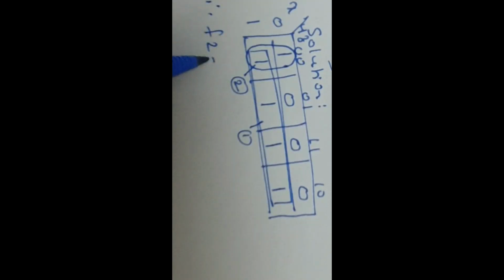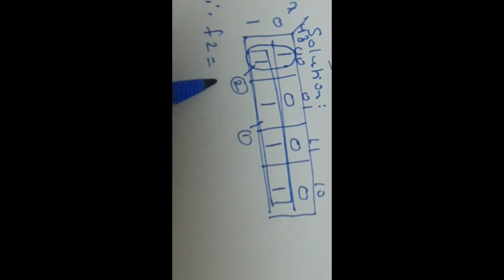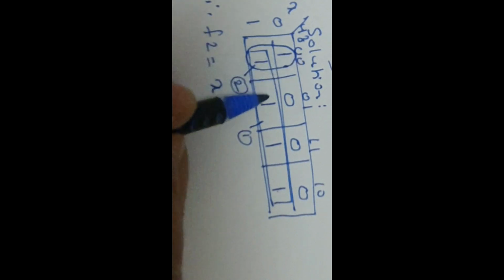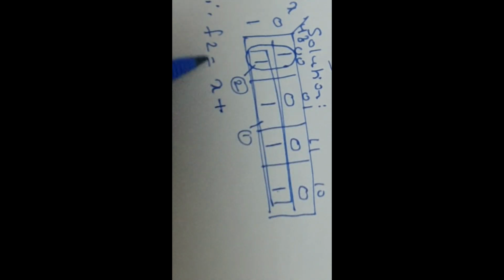Hence F2 is equal to, with respect to the first group, all are in this row, so x is common, and these 1, 2, 3, 4 fall in 4 columns. Column wise nothing is common, so we will leave that. Then we shall go to group 2. These two ones are there in group 2. So these two ones are covered in these two rows.